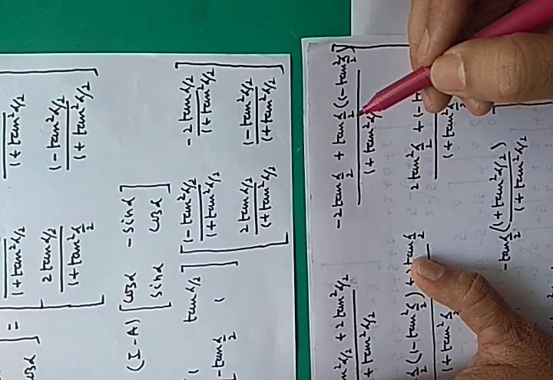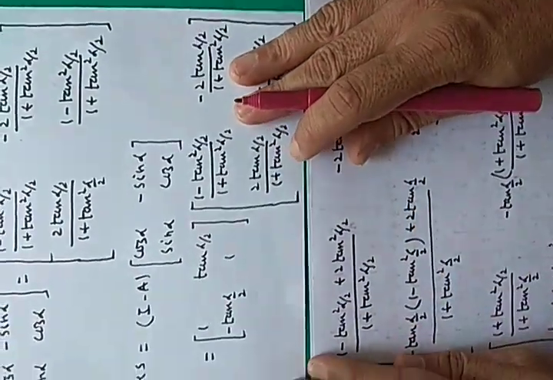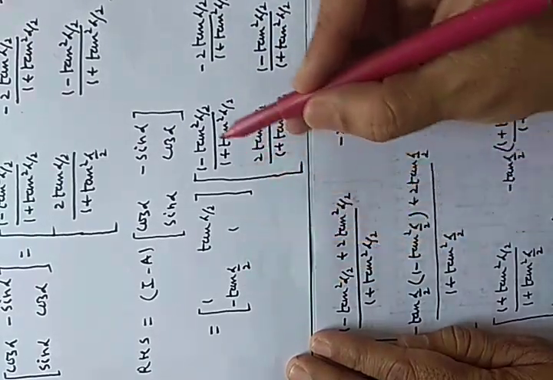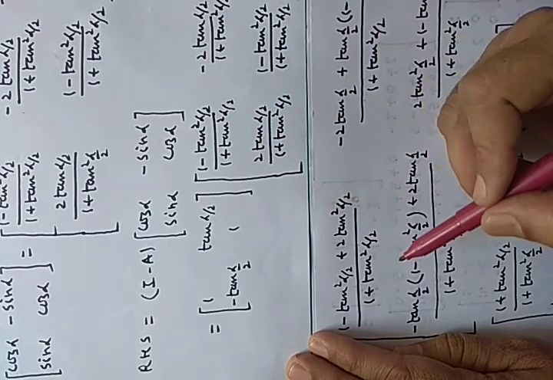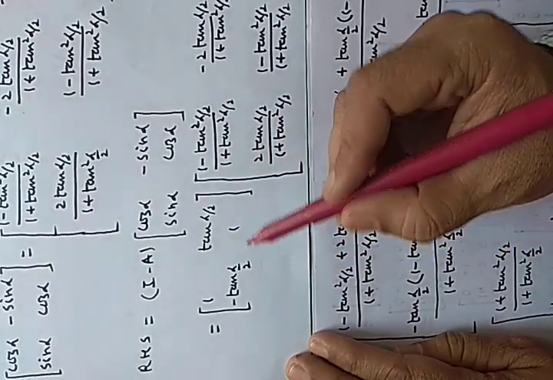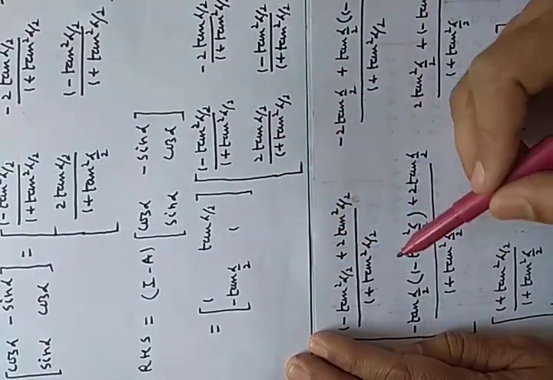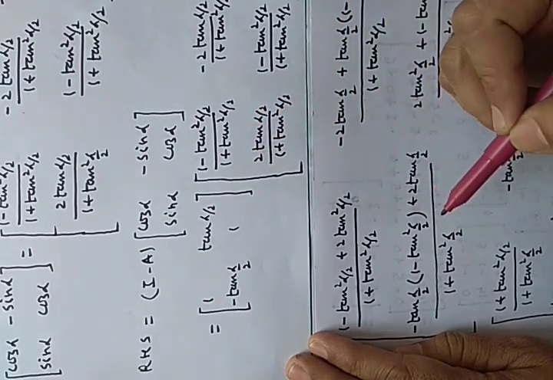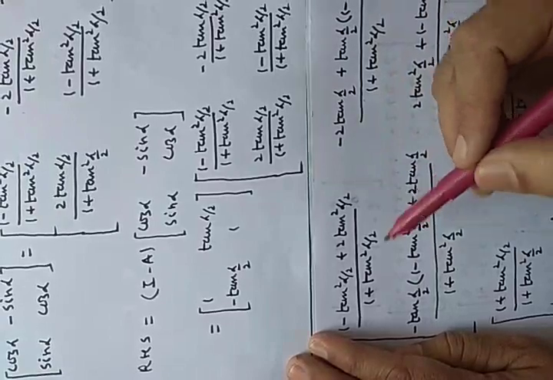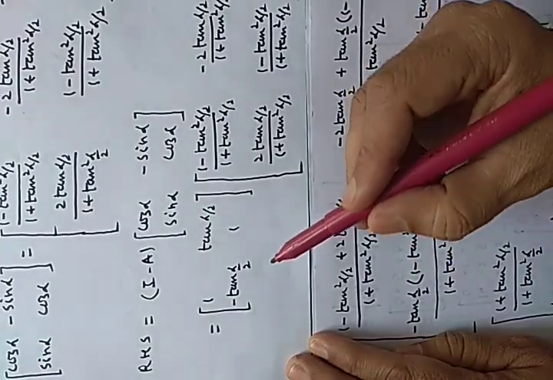So this is A12. Now next step is second row, first column. So you have to multiply minus tan alpha by 2 with 1 minus tan square alpha by 2. Then 1 with 2 tan alpha by 2. So this is the multiplication. Denominator will be same, 1 plus tan square alpha by 2. So this is A21.